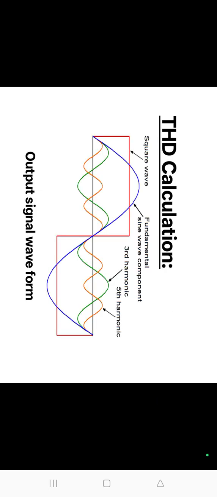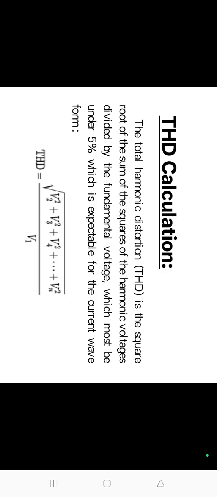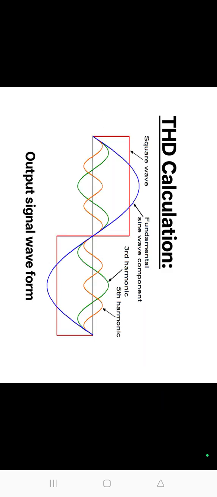Next one is THD calculation. THD means total harmonic distortion. The blue line is the fundamental sine wave component, and the square wave. The green line is the third harmonic. The orange line is the fifth harmonic. In THD calculation, the sine wave will be compared to the square wave, and then we find the output. Harmonics, meaning first order, second order and so on, will be present in the circuit.